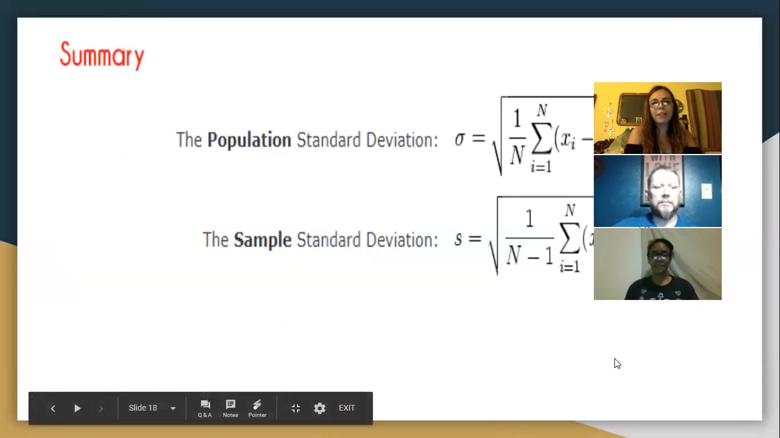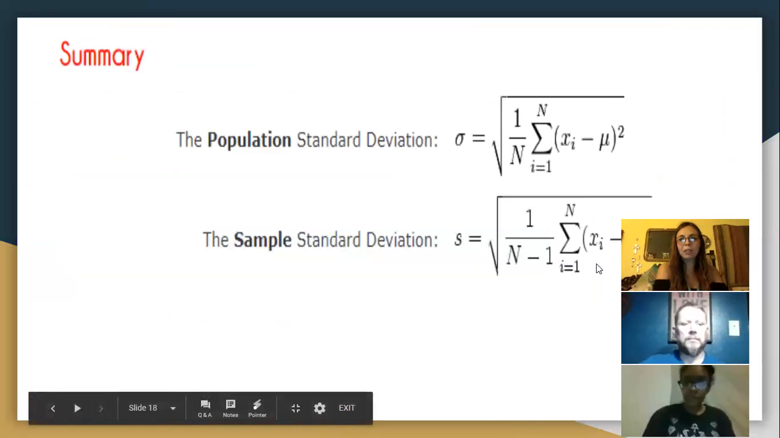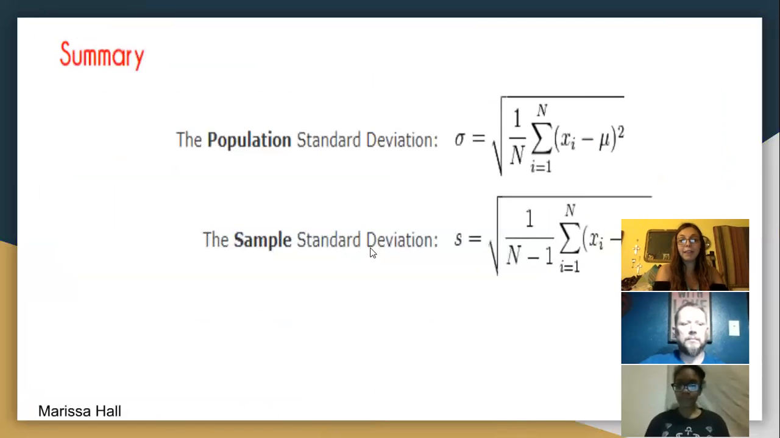All right. Well, here are the 2 equations for those two, the population standard deviation and the sample standard deviation. And that is our presentation. Thank you.